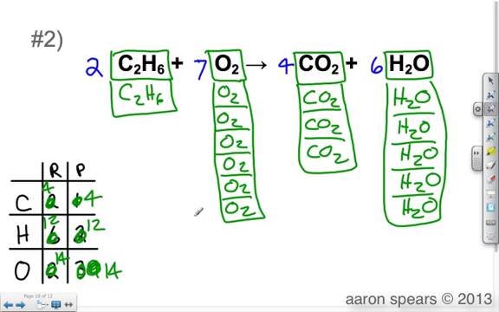To finish up and write my balanced chemical equation, I'm going to leave off the boxes and any coefficient of 1. So my balanced chemical equation becomes 2 ethane molecules react with 7 oxygen molecules to yield 4 carbon dioxide molecules and 6 water molecules.